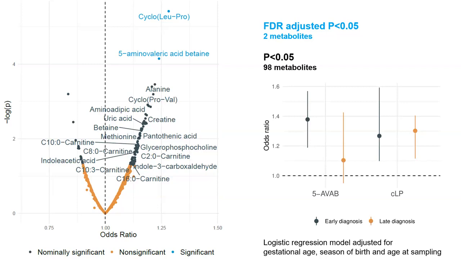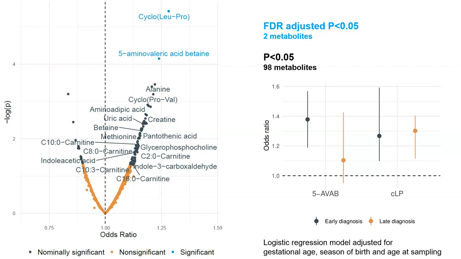And we stratified our analysis by age of diagnosis. We set a threshold at age 6. Then we saw that 5-AVAB had a much stronger association with autism for kids that were diagnosed early in life, whereas we could not see a significant effect for those that were diagnosed later.